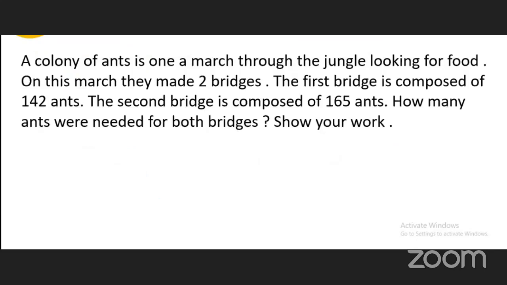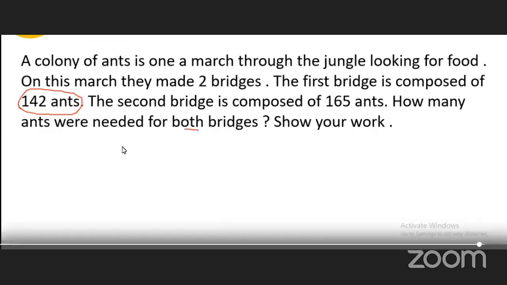Addition with regrouping. This is the continuation of lesson 3. A colony of ants is on a march through the jungle looking for food. On this march, they made 2 bridges. The first bridge is composed of 142 ants, so this is the first number that we have. The second bridge is composed of 160 ants. How many ants were needed for both? Both means adding. Show your work.